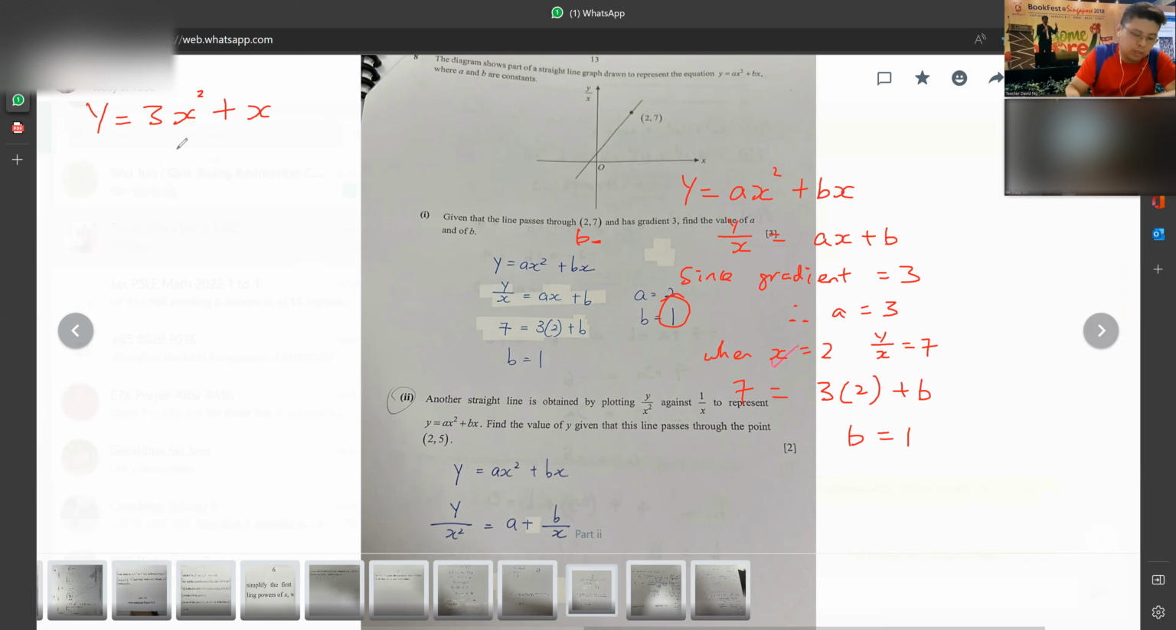Okay, y equals 3x squared plus x. So they're going to plot y over x squared against 1 over x, right? So I'm going to divide this whole equation by x squared. So I have big Y equals m big X plus c. Then they say that they pass through 2, 5, right? That means your 1 over x is 2.